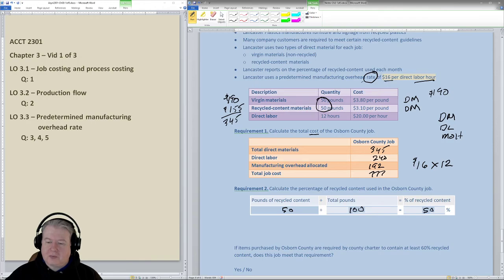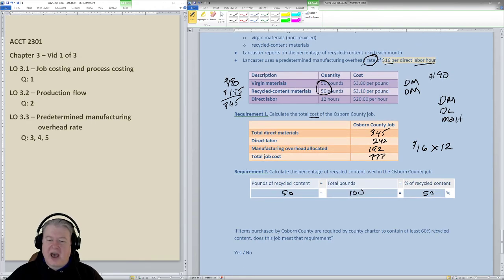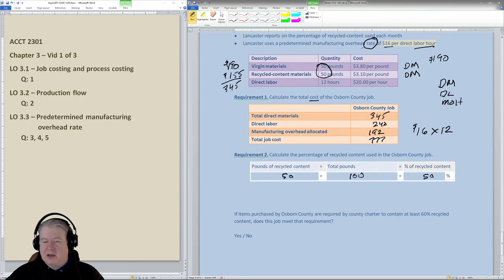So the last part of the question is, if items purchased by this county are required to contain at least 60% recycled content, does this job meet the requirement? Well, in this case, we only have 50% recycled content, so we would say no.